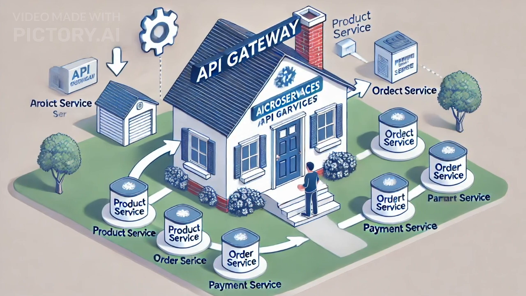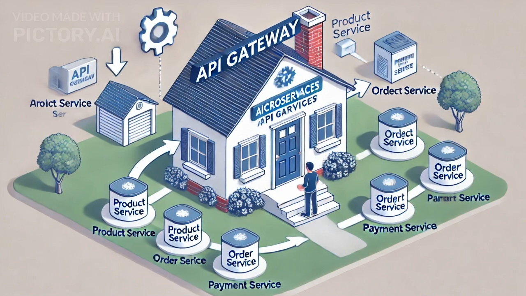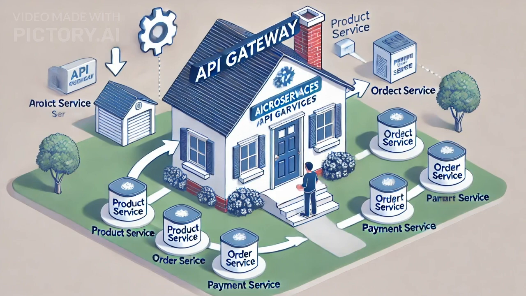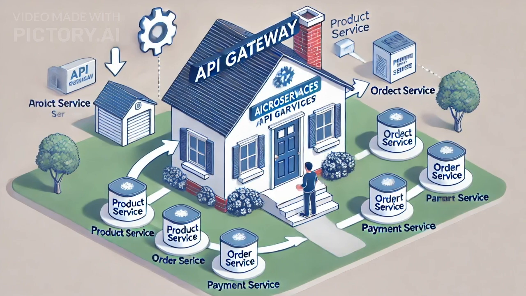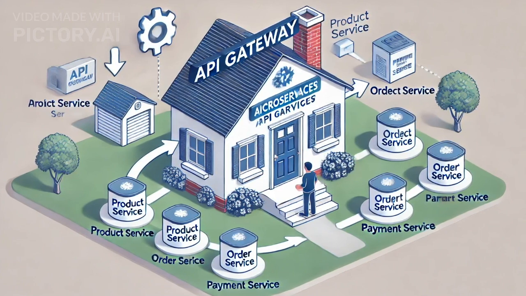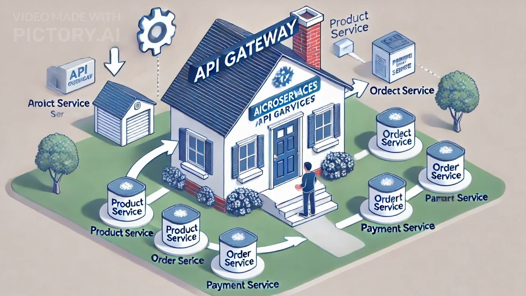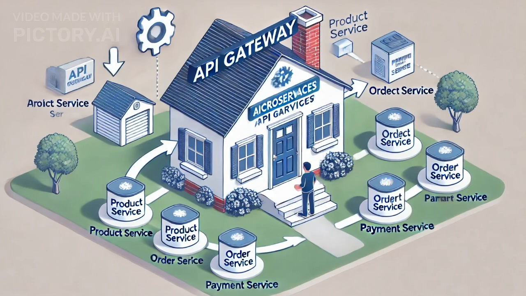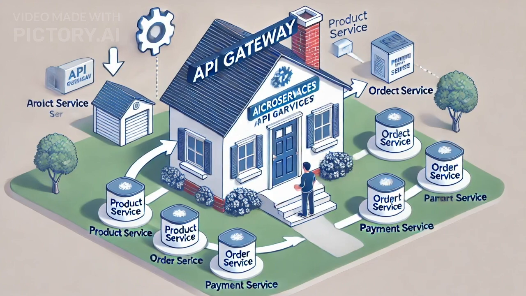Example, imagine you are ordering a product online. You only have to ask the front door, the API gateway, for the order details. The API gateway will go get information from different rooms like the product service, order service, and payment service, and bring it all back to you in one response.